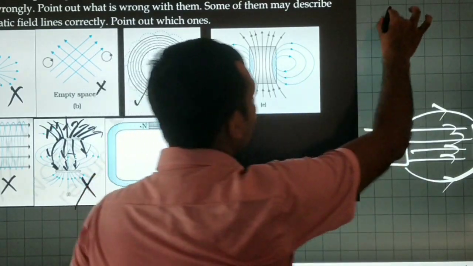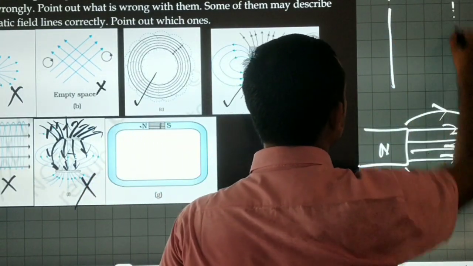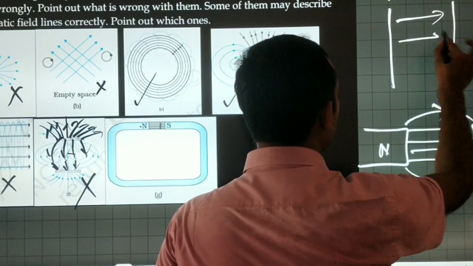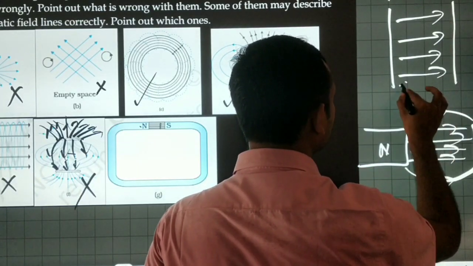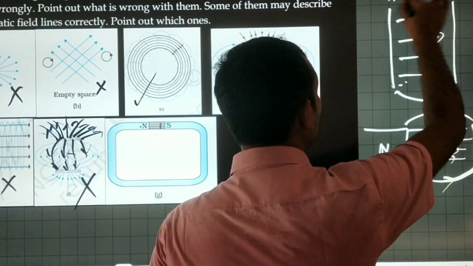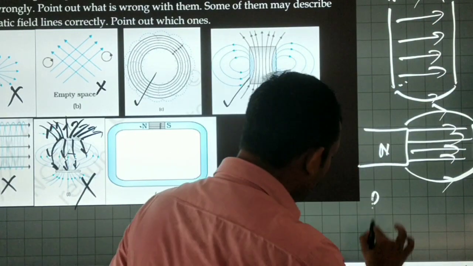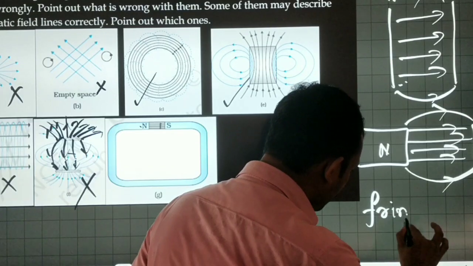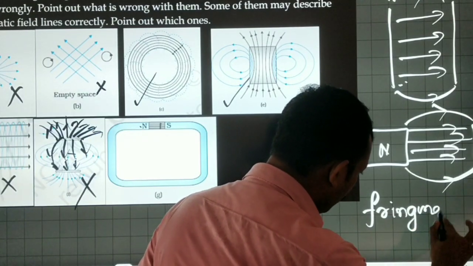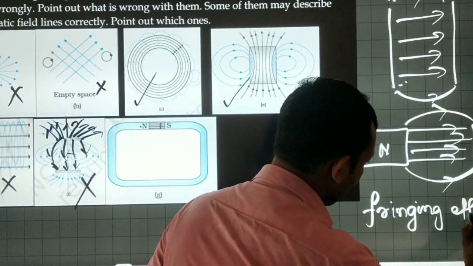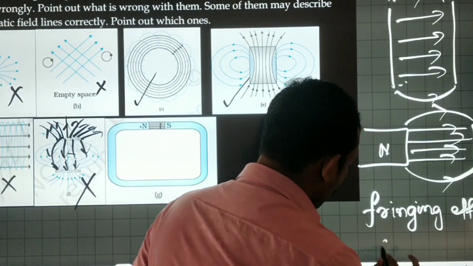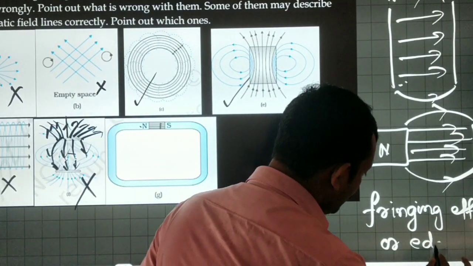The same thing can also be seen with the capacitor. This is positive plate, this is negative plate. The field lines are likewise. And so here also field lines are possible with electrostatic field lines. And this kind of effect is called fringing effect or edge effect.